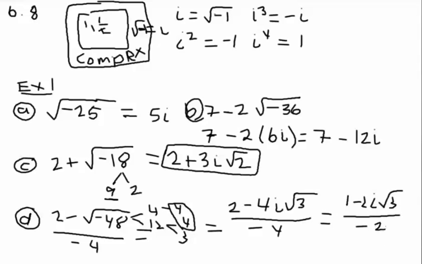Okay? And I normally won't leave the negative in the denominator. I like to change it so that my negative is in the numerator. And then that would be your final answer. The 1 plus 2i square root 3, divided by 2 would be your final answer there.